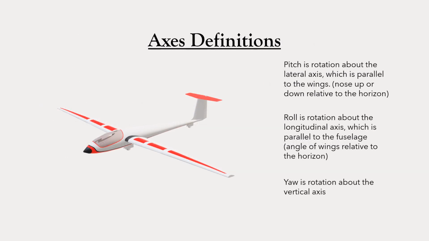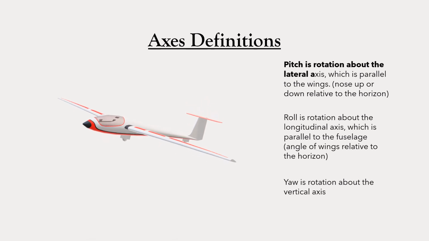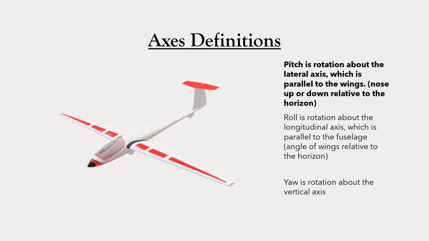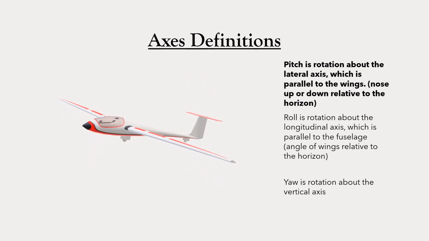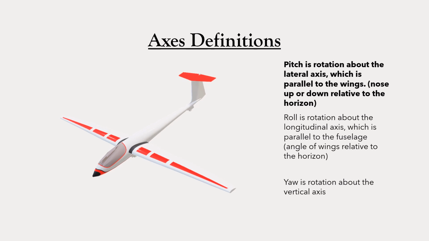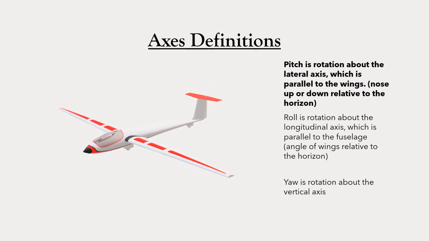So there are 3 different axes that we refer to with gliders. Each one is associated with a different type of control. Pitch refers to rotation about the lateral axis. So the lateral axis goes from wingtip to wingtip, and pitch control is about the nose going up or down relative to the horizon.